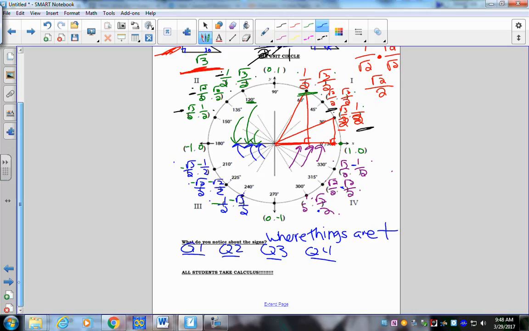So in quadrant 1, which of my trig functions are positive? Well, since the x value is positive, that means cosine is. Since the y value is positive, that means sine is. Tangent is y divided by x, sine divided by cosine. So positive divided by positive is positive. So all of my functions are positive in quadrant 1.